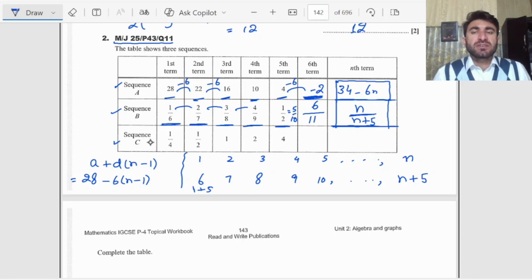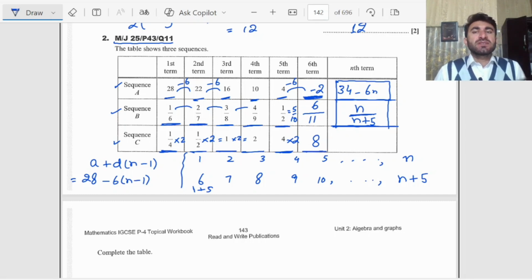Now coming to the next sequence, where the first term is 1 upon 4, the second term is 1 upon 2, the third term is 1, then it is 2 and 4. And if we observe clearly, the term to term rule for this sequence is multiply by 2, because when we multiply 1 upon 4 by 2, it becomes 1 upon 2 after cancellation. When we multiply 1 upon 2 by 2, it becomes 1. When we multiply it by 2, it becomes 2, and so on. So the term after 4 shall be 4 multiplied by 2, and that is 8. So 8 is the sixth term of this sequence.